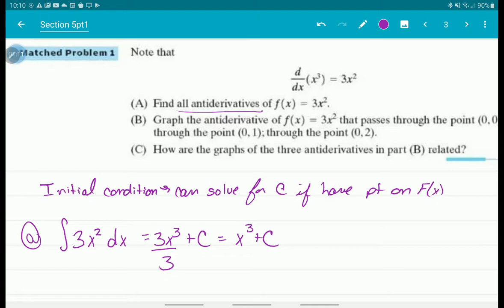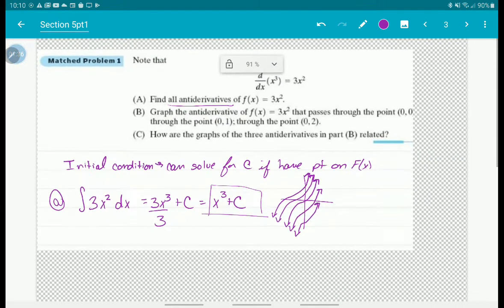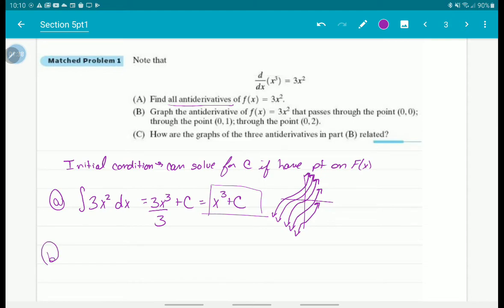So that's going to give me what's called a family of curves. If we were to think about this function, that c value shifts the parent function x cubed up and down. So if we were to graph all of these, the solutions are going to look like this. It's going to be your x cubed function, which goes through the origin, but it's going to shift up or down depending on what point I have on that function. And we're going to really see that when we look at part B.